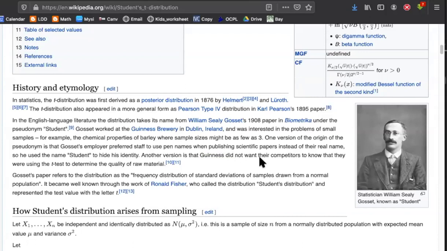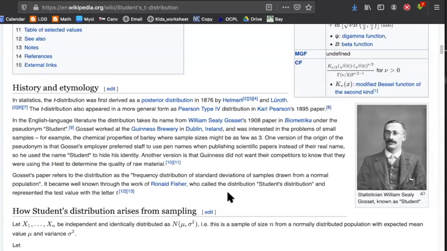So they did not want their competitors to know they were using the t-test to determine the quality of the raw material. So that's the reason he used the fake name, Student, and sometimes we call it the Student distribution or the T distribution. But why is it called T?